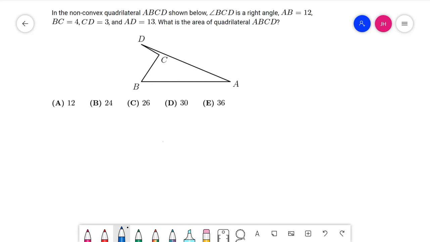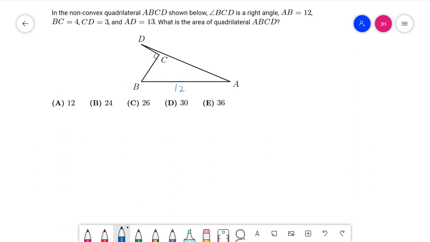Let's look at this geometry problem. In the non-convex quadrilateral ABCD shown below, BCD is a right angle. Where is BCD? BCD. So this is a right angle. And AB equals 12. So this equals 12.